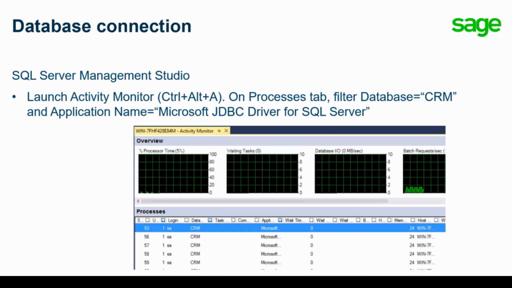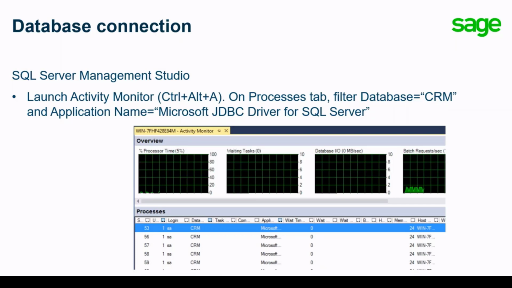So what you're going to do in Management Studio is you will launch something called Activity Monitor. Okay, you can do it with the shortcut Control-Alt-A. And when you've got Activity Monitor open, what you need to do is open the Processes tab, go to Database, then filter on your CRM database name, so mine is CRM, and then go to the Applications column, and then filter on Microsoft JDBC driver for SQL Server. If you see no connections there, we know Tomcat isn't connected, and we need to check our database settings for Tomcat. If you see your connections there, then you know you don't need to check it.